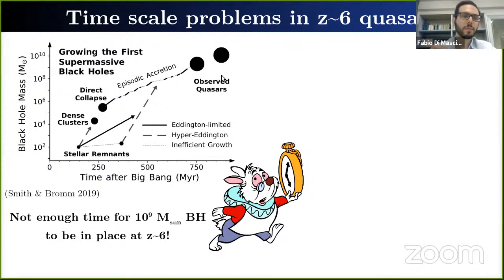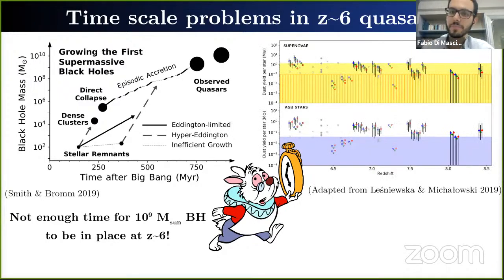So the main time problem in this case is the fact that it is quite difficult to have such a huge amount of mass for a black hole at redshift 6. The second problem regards the dust mass. In the local universe, we know that AGB stars are the main sources of dust production, but in order for a star to go into the AGB phase, it takes almost hundreds of megayears, a time that is comparable with the age of the universe at redshift 6.